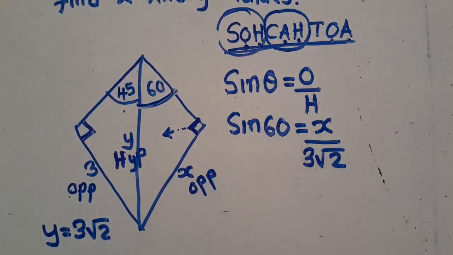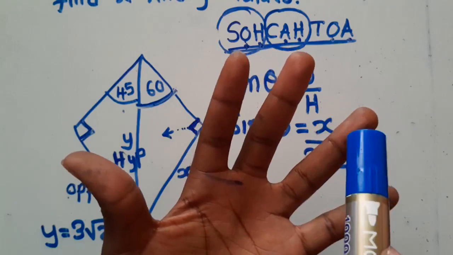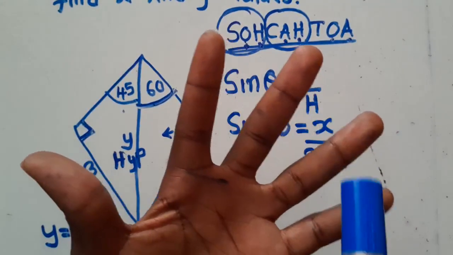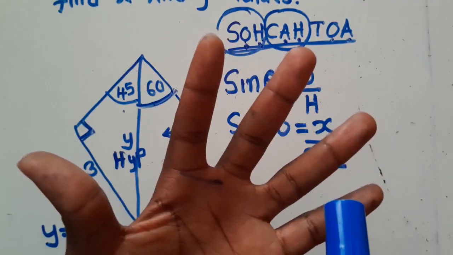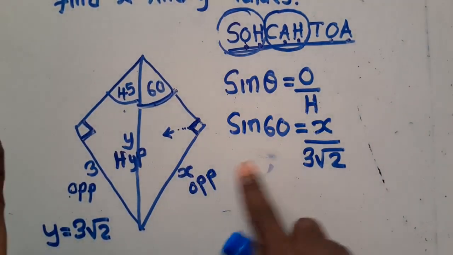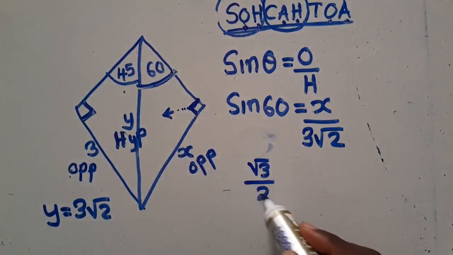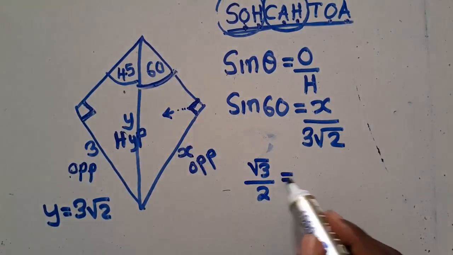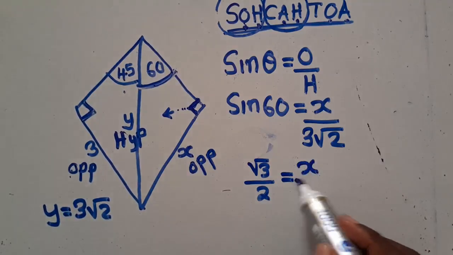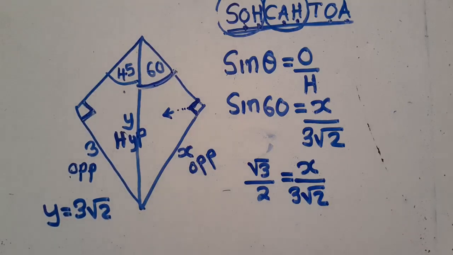So what is sine 60? For sine 60, you use your finger like this: 60, 0, 30, 45, 60. 60 is here. I told you sine, you move this side. So 1, 2, 3 is root 3 over 2. So I'm going to write it here: root 3 over 2. Which is now equal to x over 3 root 2.